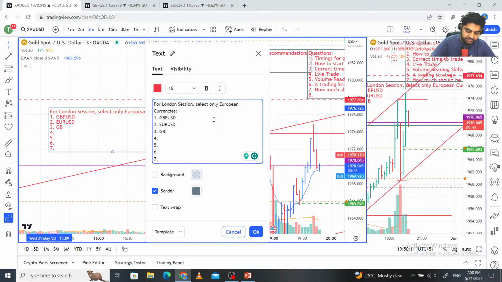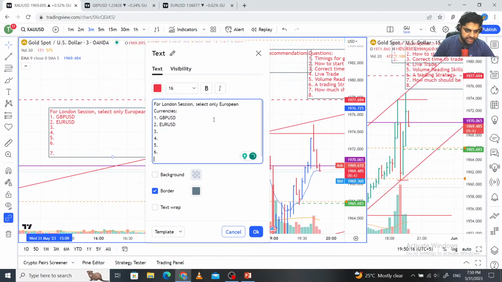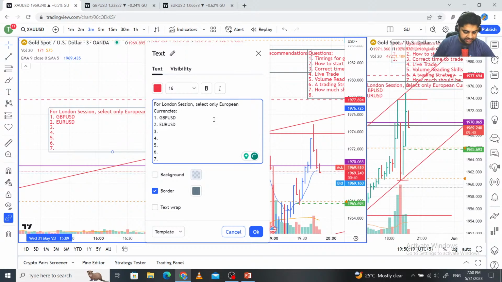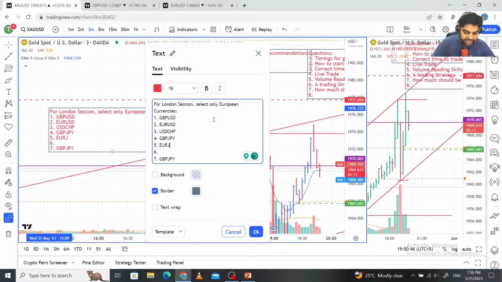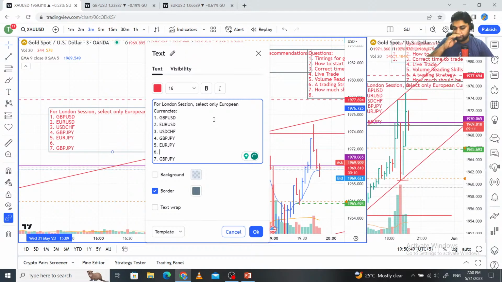And what else do we have? Then we have GBP JPY, and I will give you the other currencies as well. You can see that we have USD CHF. So these are the three major currencies: there is the Swiss franc, there is the Euro, there is the Great British Pound. Now we will have the cross pairs of all these currencies. So GBP JPY is a cross pair, and in the same way you have Euro JPY.